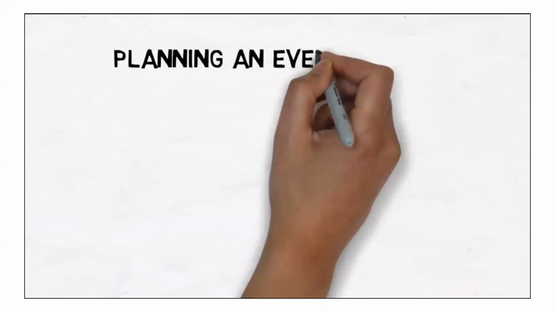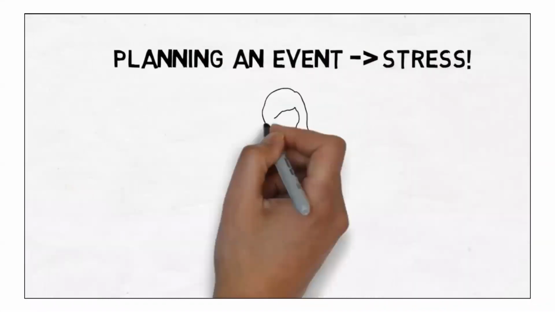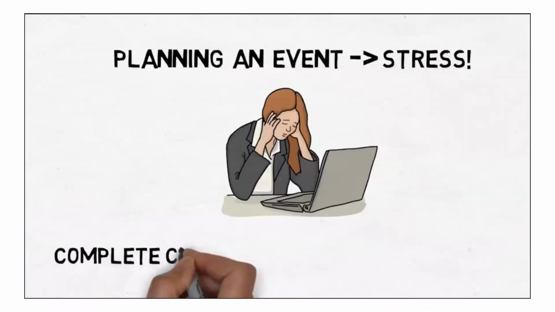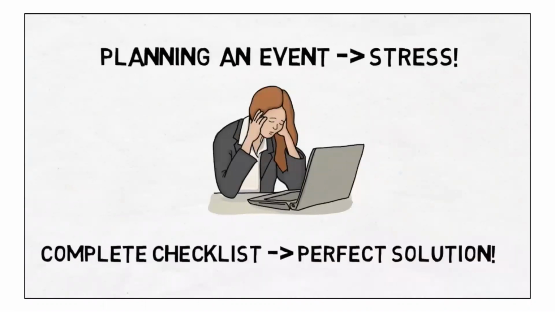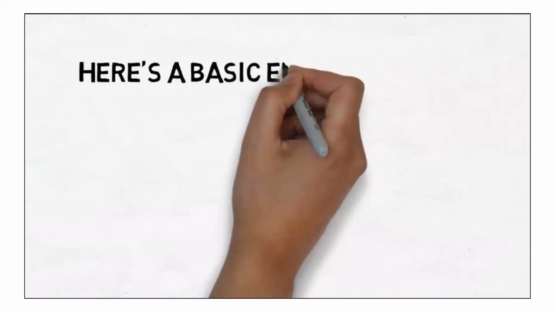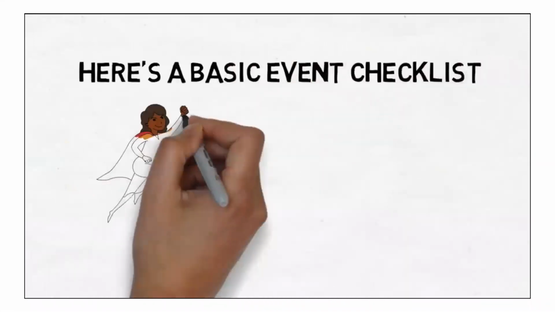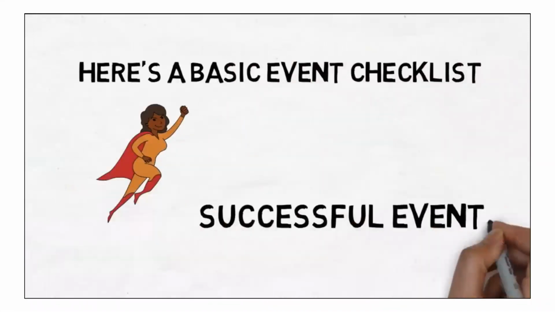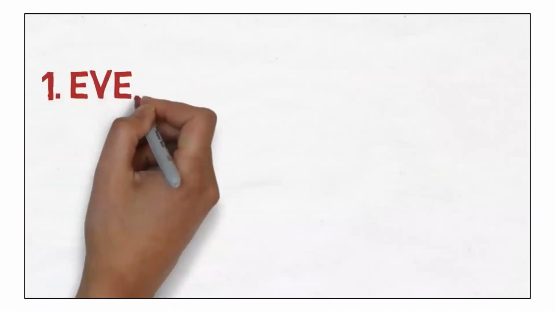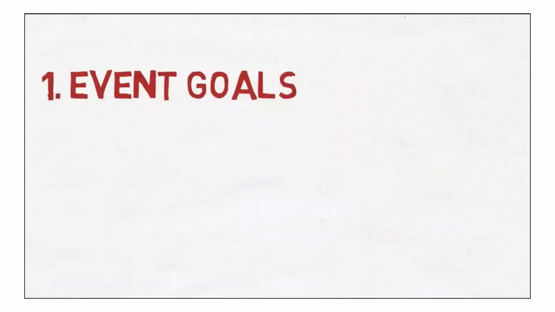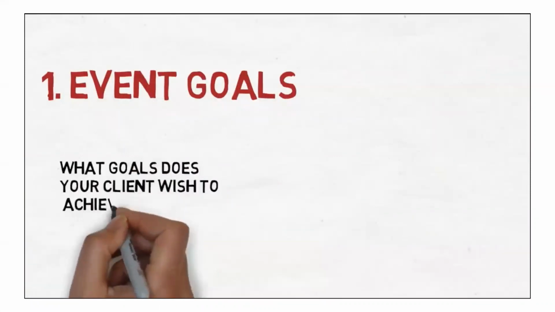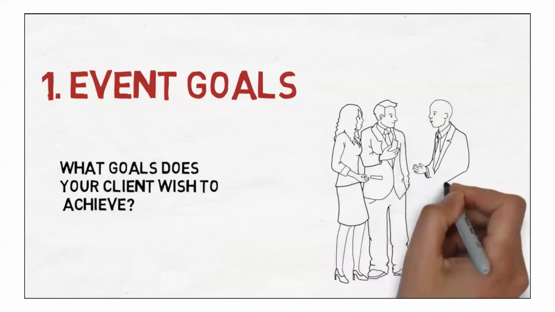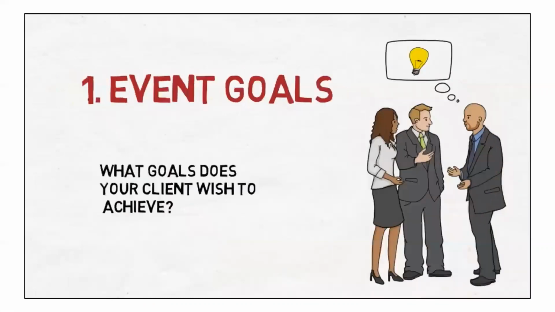Planning an event can be stressful, and the perfect solution to reducing stress is a complete checklist that helps you make sure that nothing falls through the cracks. Here's a basic event checklist of the top 10 things that must be considered for managing any event. Number 1. Event goals. What are the 3 to 5 goals that your client wishes to achieve? Getting these defined early on can provide clarity even before you start the planning process.